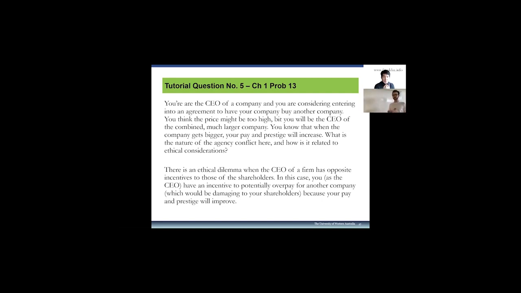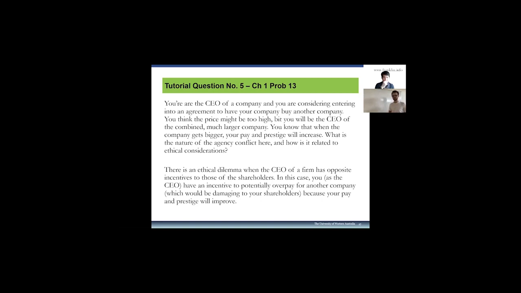So now you can start to see the conflict that exists between the people who own the company, the shareholders. They want to maximize their wealth, right? They want the company to be increasing in value, and the CEO is sitting there thinking, well, if I acquire this company, it's going to destroy the value for shareholders, but I'm going to get paid more. So there's a conflict here. There's a bit of an ethical dilemma when the CEO of a firm has the opposite incentives here. So I could get paid at the cost of destroying value of the shareholders.